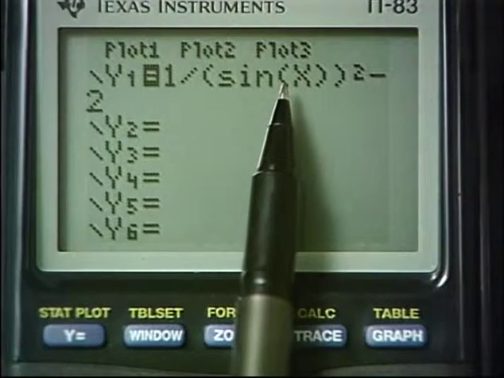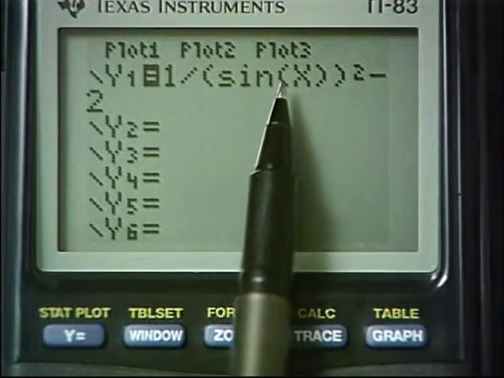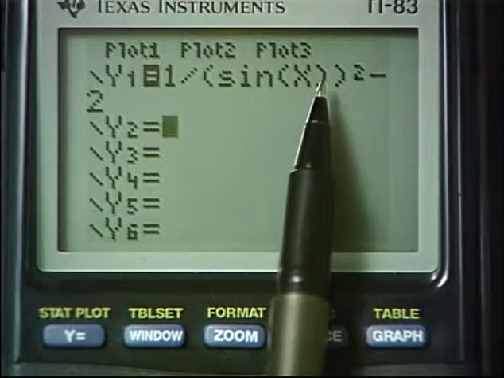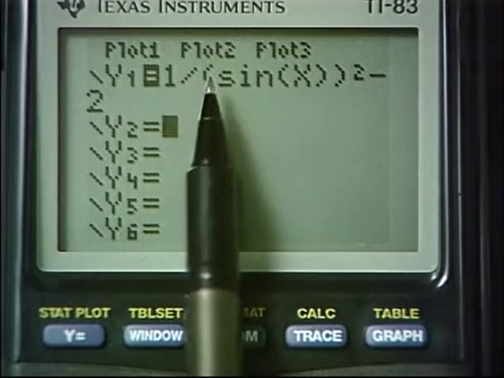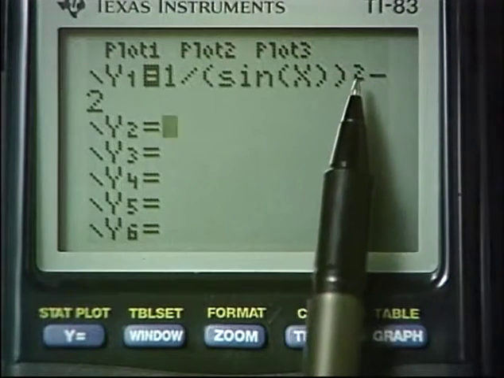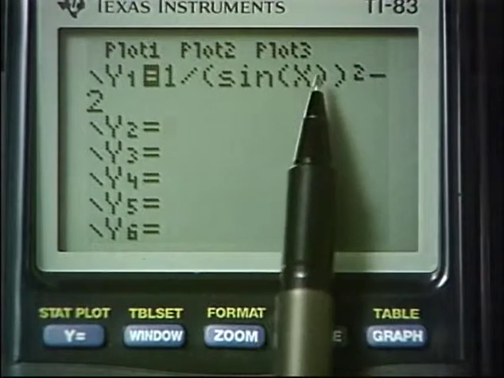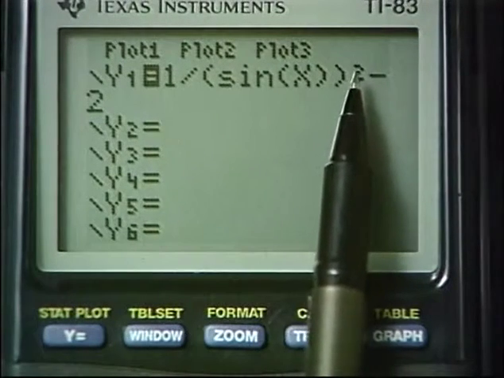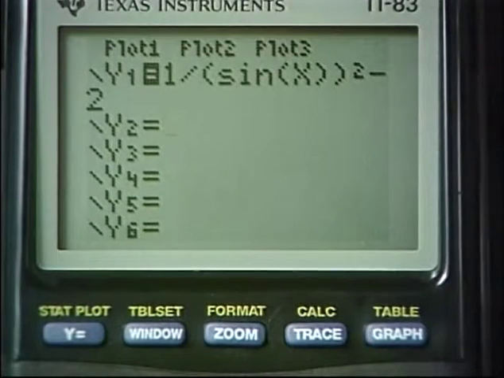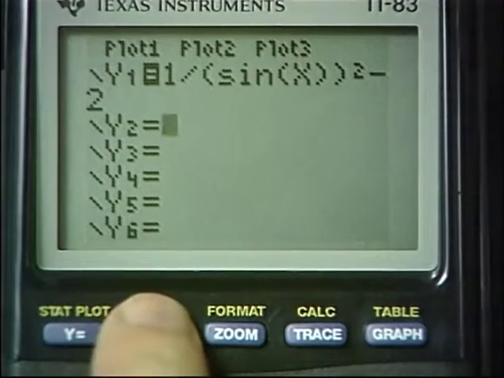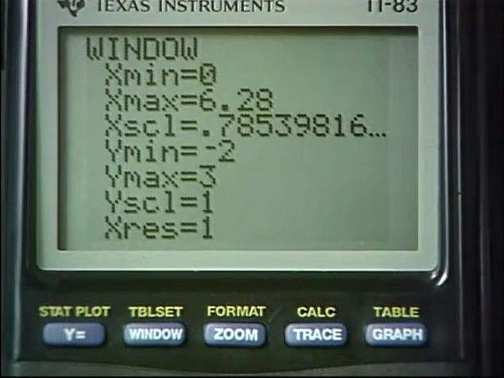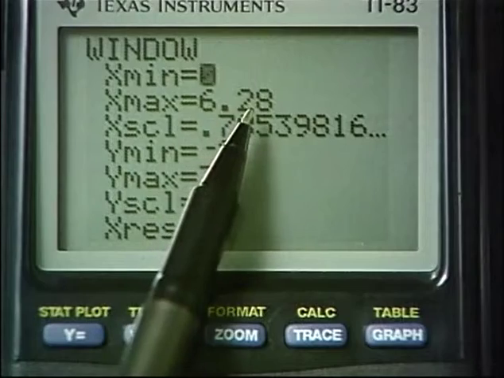Now, this opening parenthesis is a default within the TI-83. This was an automatic item. I've closed that parenthesis here, and this closing is to close the opening parenthesis here. And then outside of that parenthesis, squaring to give us the sine x squared, or sine squared x notation, and then minus 2. Well, I've also created some rather interesting window settings. I have set the x minimum at 0. The x max is 6.28. This is 2 pi, roughly.